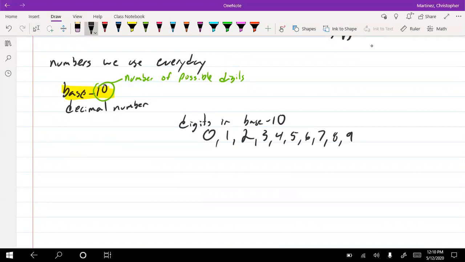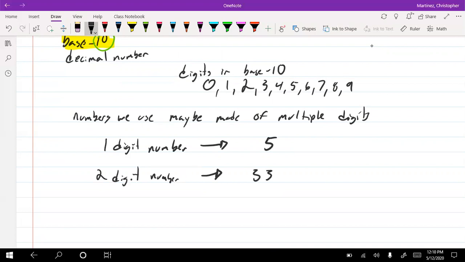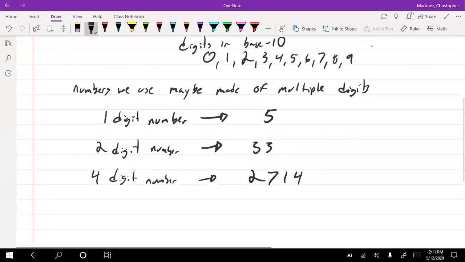Now, numbers that we use may be made of multiple digits. Maybe I have a 1-digit number. What's an example of a 1-digit number? Maybe I just have the number 5. Maybe we can have a 2-digit number, and an example of that is 33. Maybe I can have a 4-digit number. A 4-digit number is 2,714. So we can see that we can keep adding digits to make our number larger.